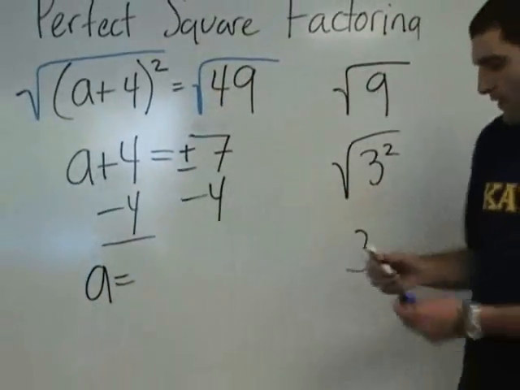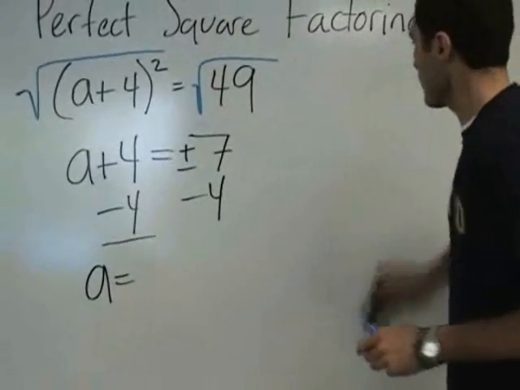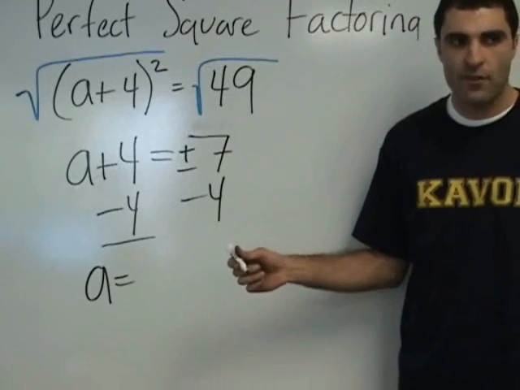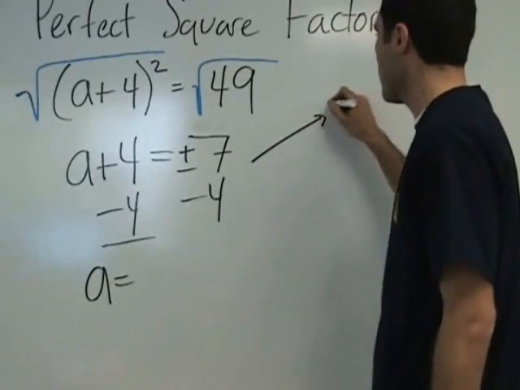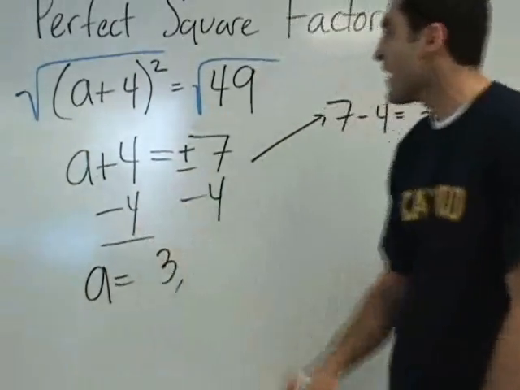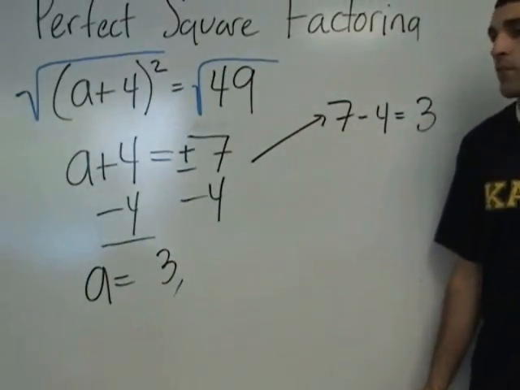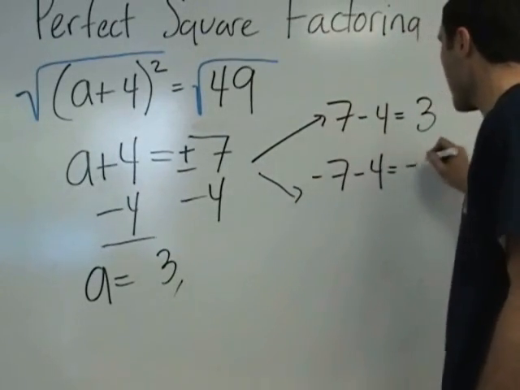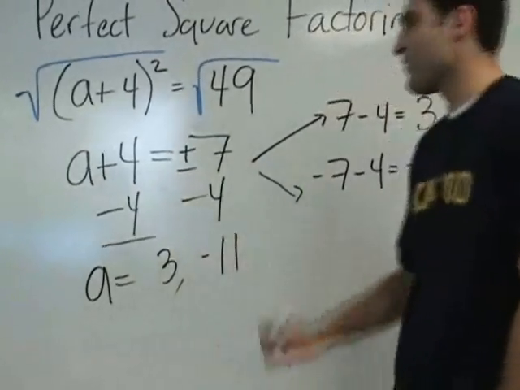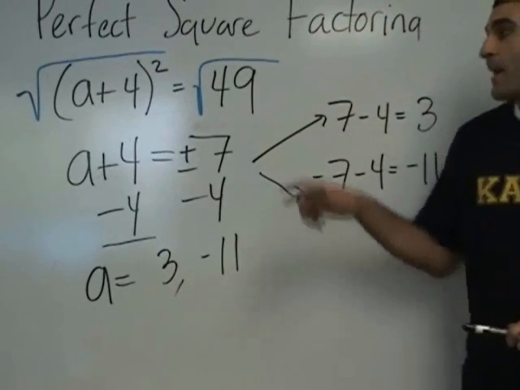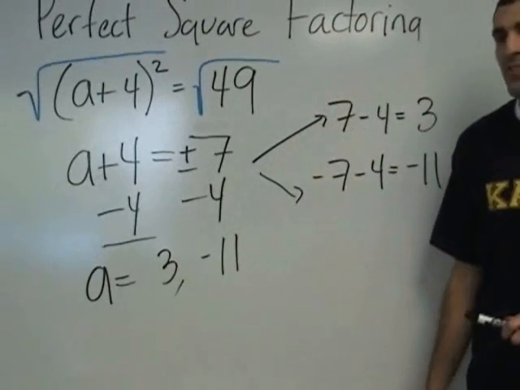The first answer here is 7 minus 4. What's 7 minus 4? 3. So that's one answer. The next answer is negative 7 minus 4. What's that? Negative 11. So there are your two answers. So what's the square root of 49? Plus or minus 7.